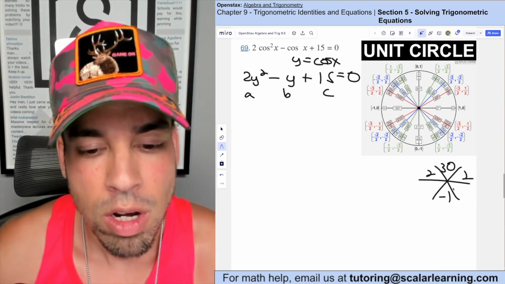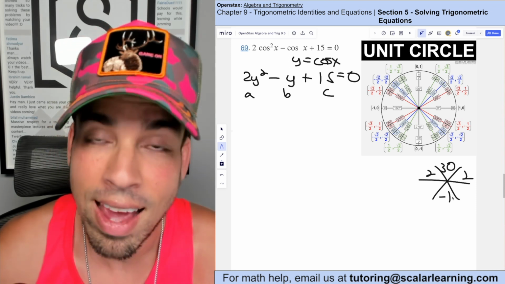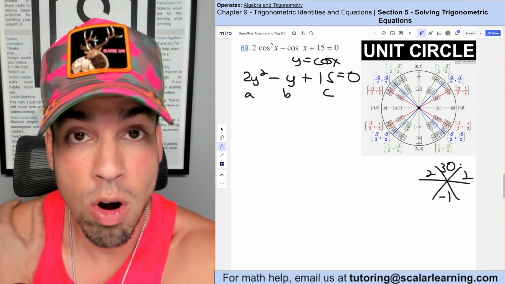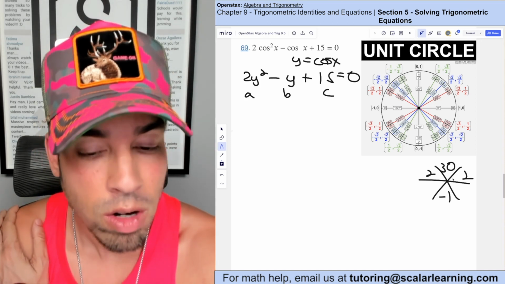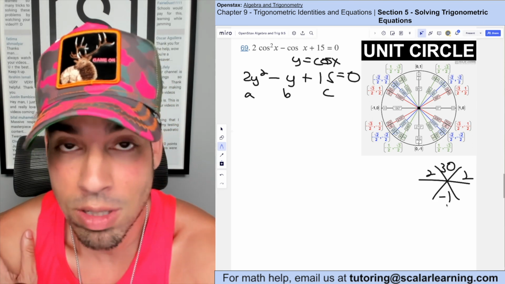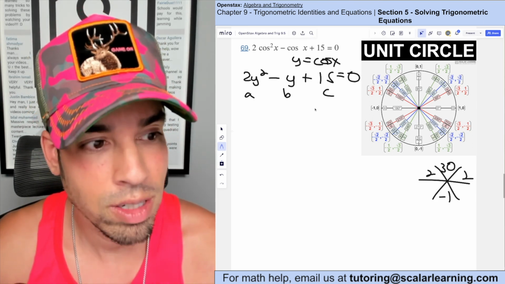And then the question is, are there any two numbers such that they multiply to positive 30 and add to negative 1? Now, this is a situation where there are no such numbers, okay? Because we're going to need two negatives to multiply to a positive and add to negative, but there's nothing that's going to multiply to 30 and add to negative 1. So this is not going to be factorable.